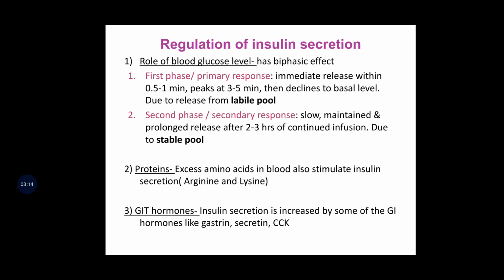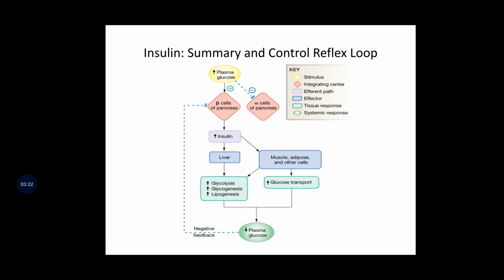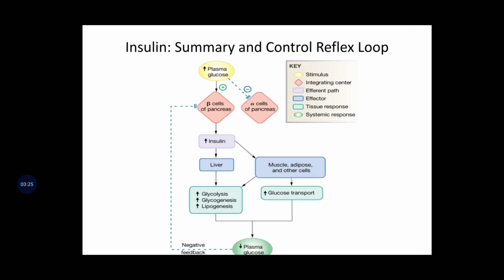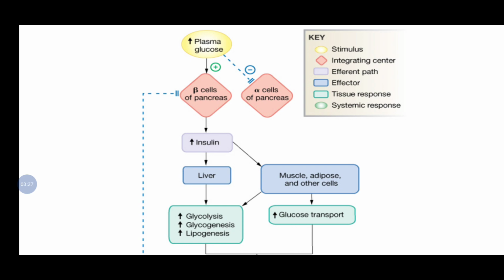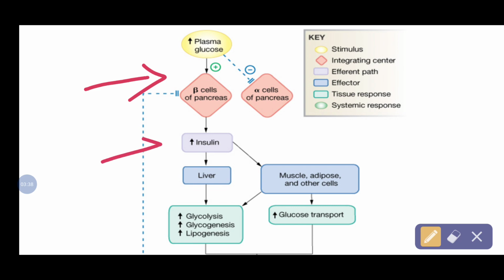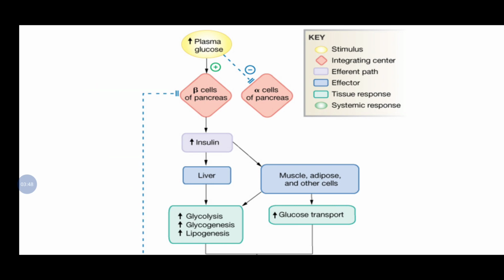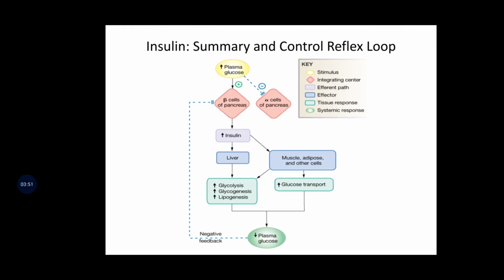And there are also some endocrine hormones which increase insulin, for example cortisol, glucagon, and growth hormone. If I have to summarize insulin, if the plasma glucose increases, this will stimulate the beta cells of the pancreas, and there will be increased insulin. Now this increased insulin will go to the liver and cause glycolysis, glycogenesis, and lipogenesis. Lipogenesis means fat production.